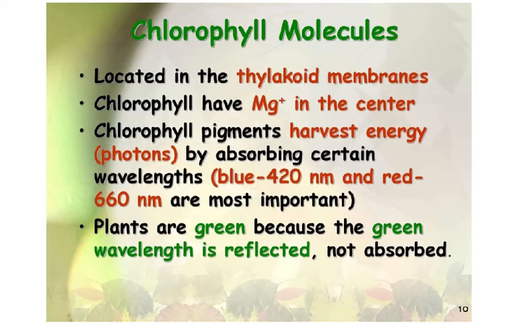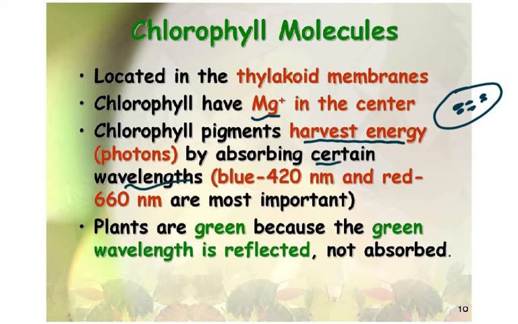Now, what is a chlorophyll molecule? Chlorophyll is inside the chloroplast. So the chloroplast is the organelle, and inside it you have the chlorophyll. It is located in the thylakoid membranes, which are a part of the chloroplast, and chlorophyll has magnesium in the center, just like hemoglobin has iron. Chlorophyll pigments harvest energy, photons, by absorbing certain wavelengths of light. The blue and the red ones are most important. And why do plants look green? Because the green wavelength is reflected, not absorbed. So this is one thing which you have to understand about the chlorophyll molecule.